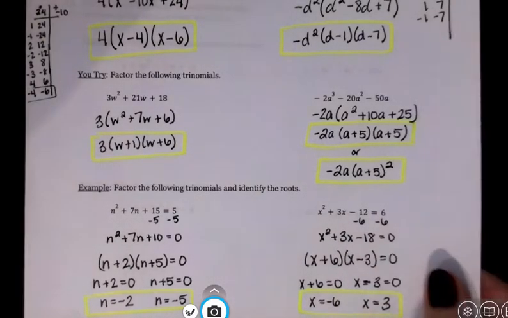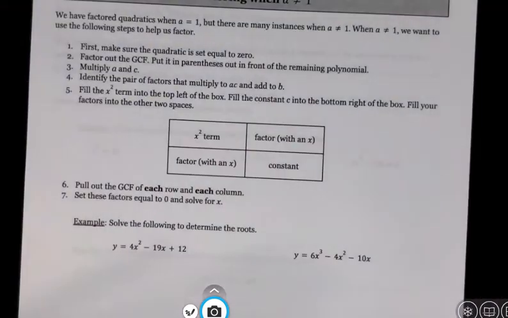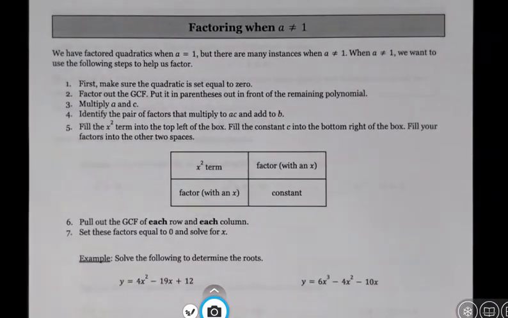All right, we're going to flip our page. So now we're going to look at factoring when a is not 1. So this is where it gets a little bit more complicated.